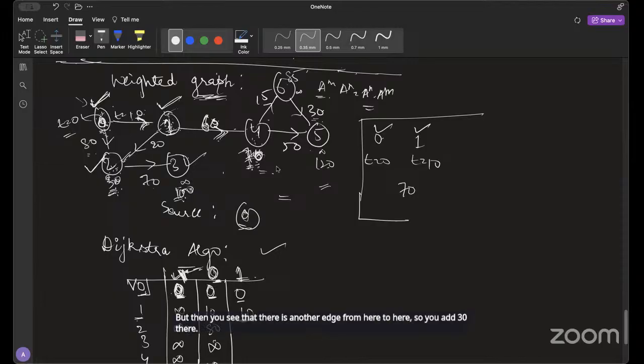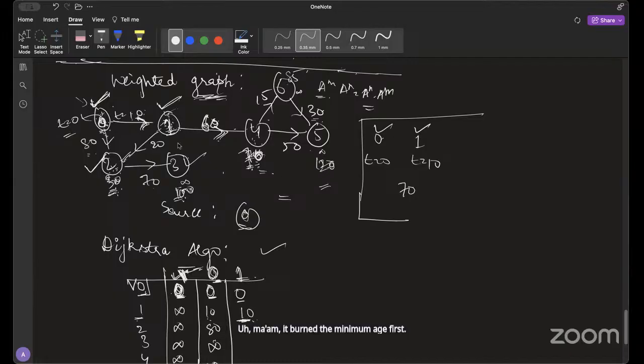Just give me a minute. Ma'am, it burned the minimum age first. Yes. But So, that's how it happens, right? ma'am, after There's a fire. 6 will burn. Sorry, what? Ma'am, after 6 will burn first. We're not writing the order. We're just writing the time at which the vertices get burned. That's what we want.